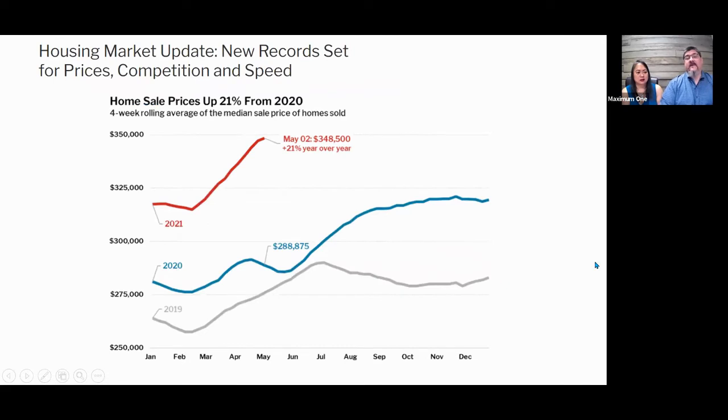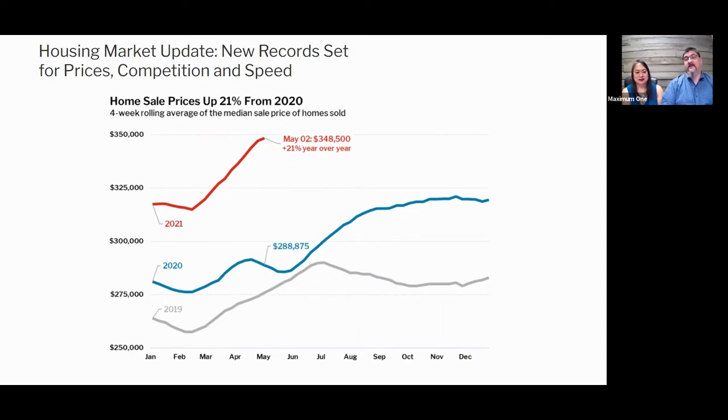Now, how does that break out as far as what new records are being set? Overall, home prices are up 21% from 2020. That sounds staggering, and it is. That's the first time in our career I've ever seen a 20% price increase. But you have to remember where we were last year. We were all locked down, worried about toilet paper. So that's kind of why we're seeing that.